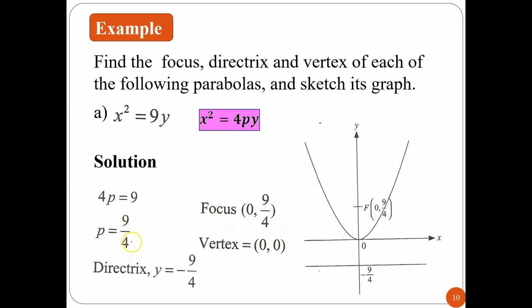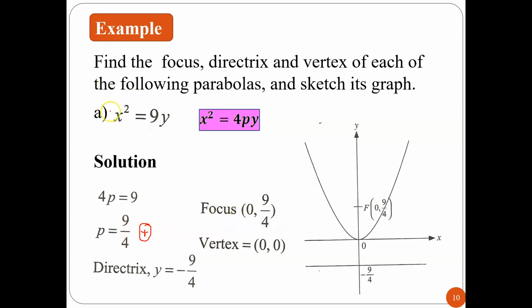So, P, kamu dah dapat P. From this one, you actually dah tahu you punya P. Your P is positive. So, from there, you can assume that you punya parabola open upwards. Dia buka dekat atas. Sebab kita tahu dia positif kan? Dia positive sign. So, bila dia positif, you tahulah you punya focus.